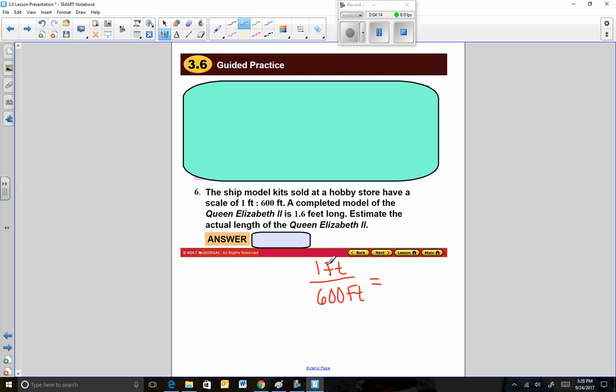Remember, this is the model over the actual length. So on this side of the proportion, you should have model over actual length. Pause your video, try it out. Welcome back. If you finish this correctly, you should get 960 feet approximately. All right, great job, you guys.